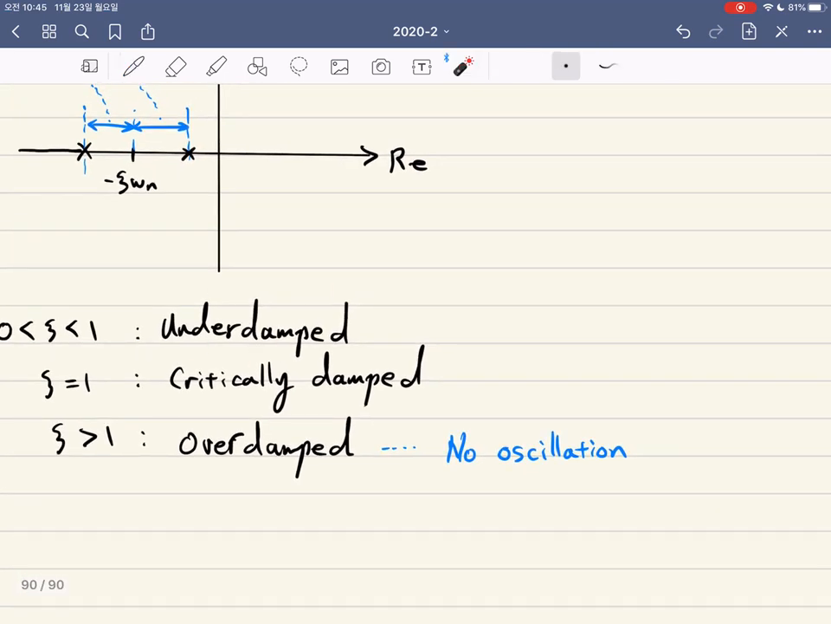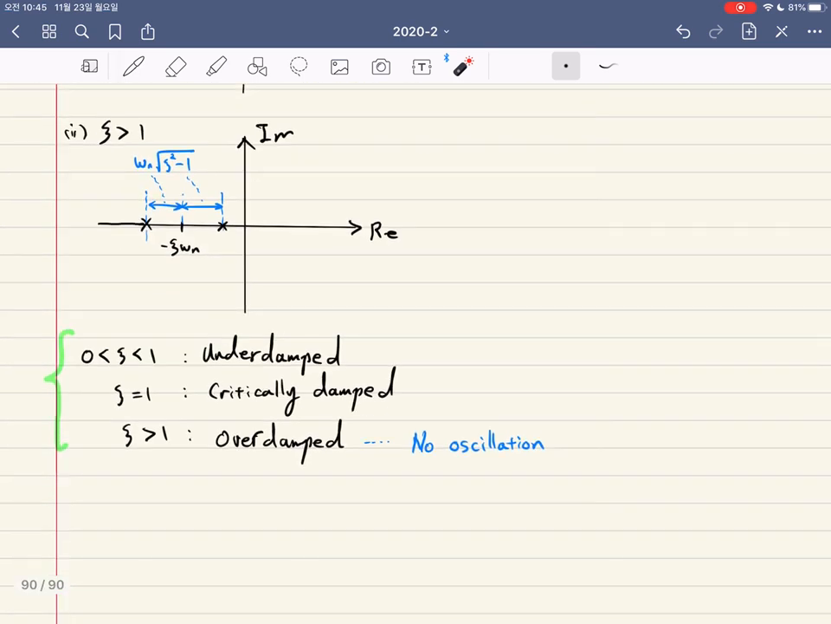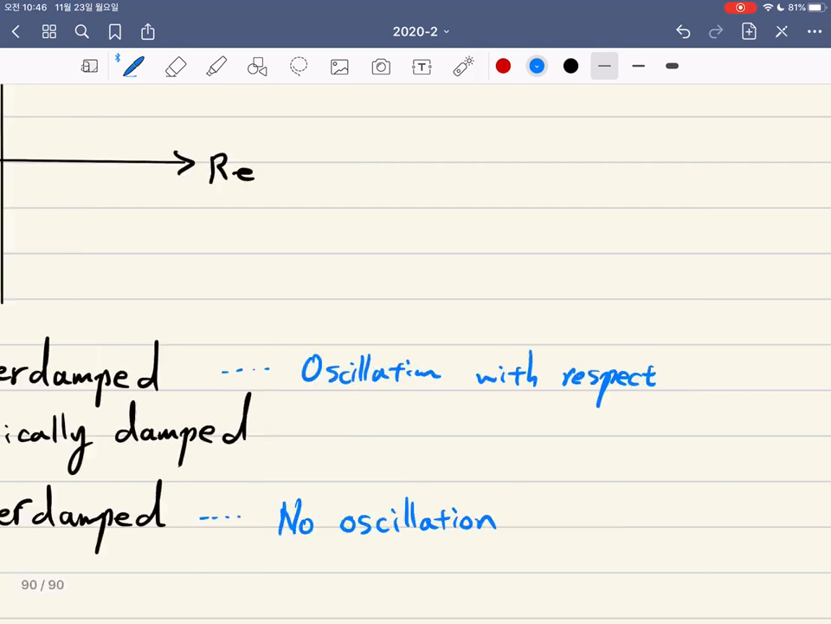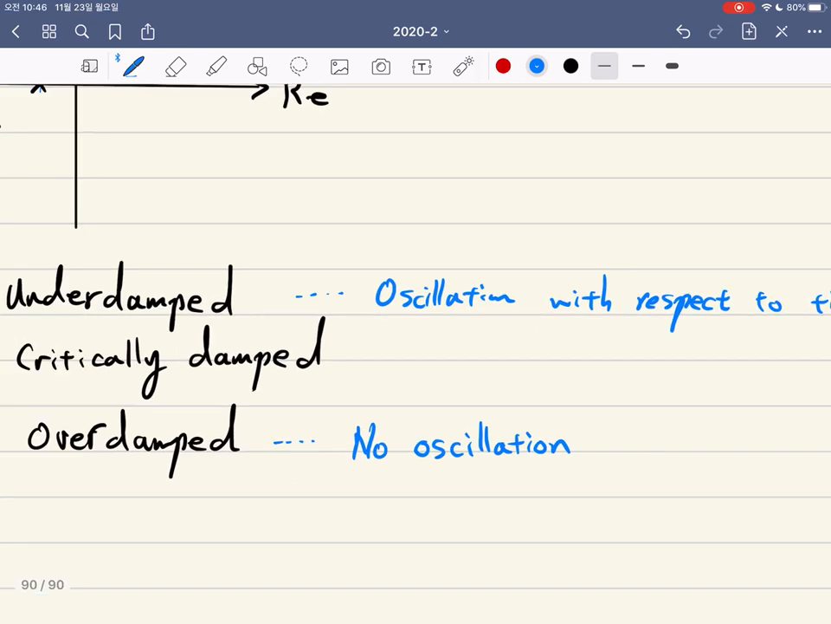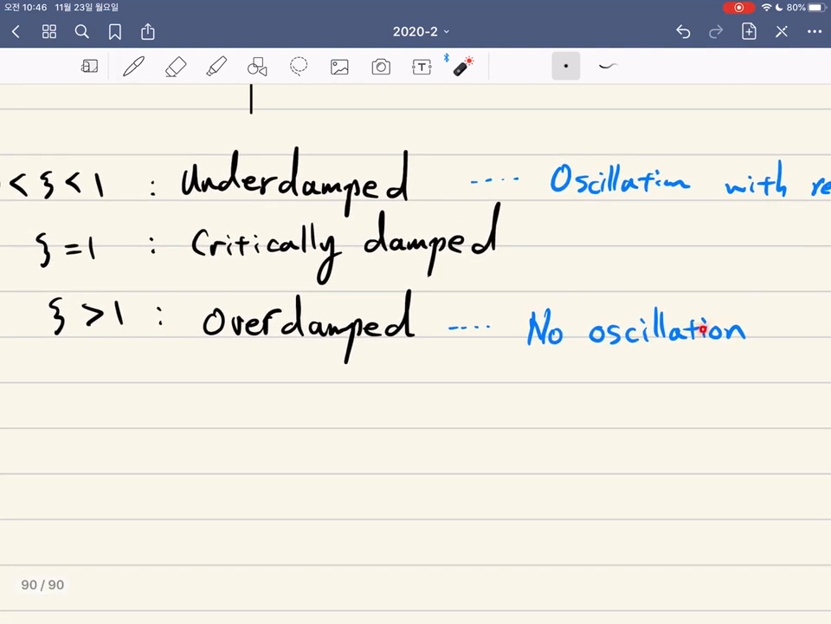And with this underdamped type, which is our interest, where the poles are located on the complex numbers, you have the oscillation with respect to time. So if you have no oscillation, then it means that system is well damped.